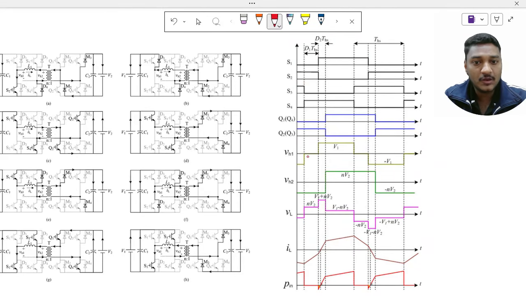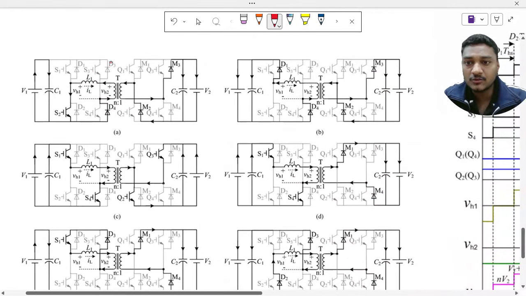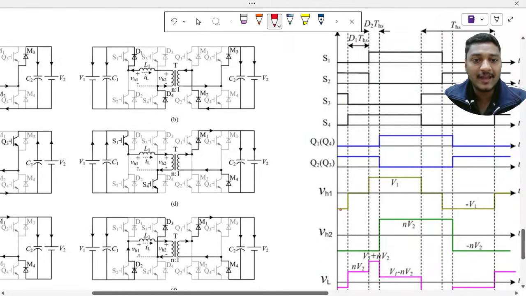I have just told you. Now you can see this particular duration. So let us see this. What happens here? My S2 and S3 are turned on. When S2 and S3 are turned on, what is my output voltage? Here it is coming as minus of V1. Let us see in the figure. S2 and S3 are turned on. We know this fundamental operation: when S2 and S3 are turned on, my output voltage VH1 is equal to minus of V1. The same thing we are observing here as well.